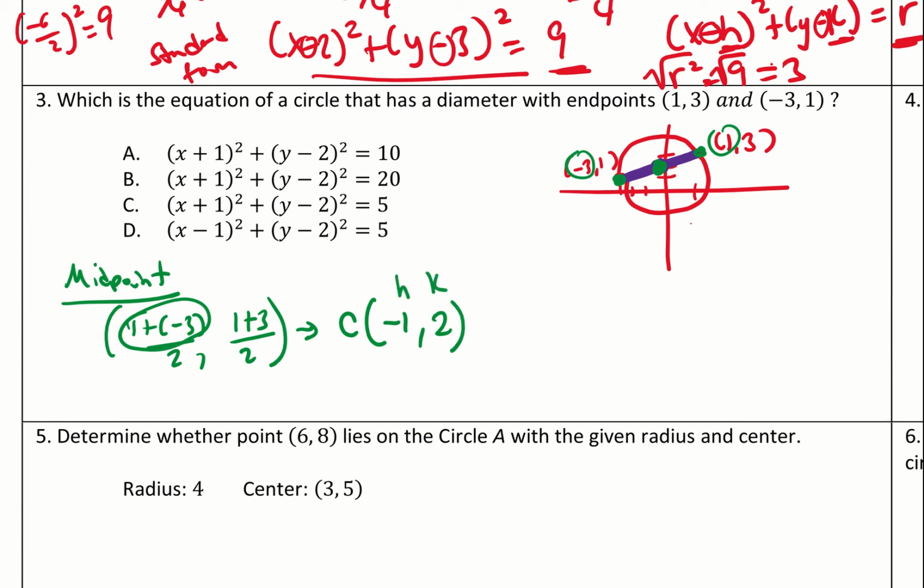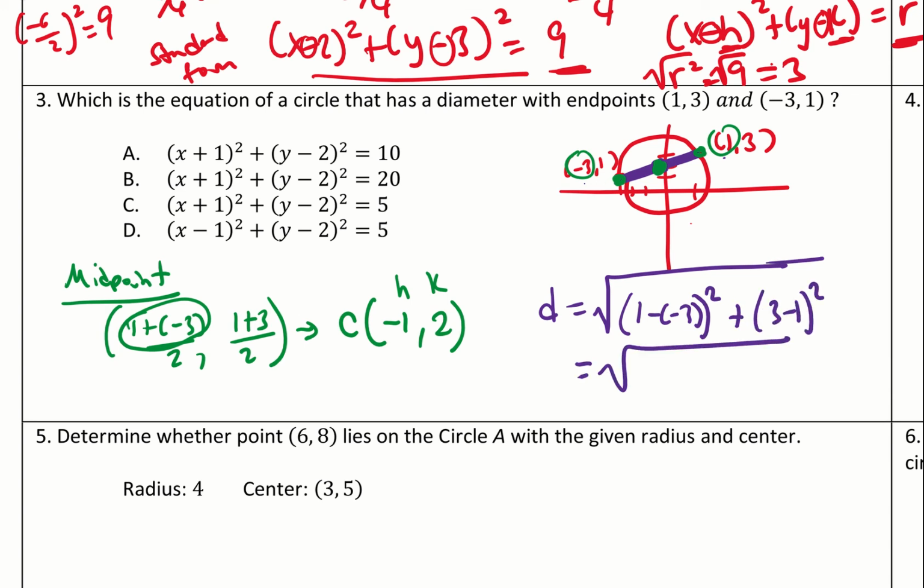Next, we need to find our radius. So we need to figure out how long that distance is. So we need to use the distance formula. Remember, the distance formula is the square root, and then you subtract the x coordinates. So it's going to be 1 minus negative 3 squared. And then you subtract the y coordinates squared. So 3 minus 1 squared.